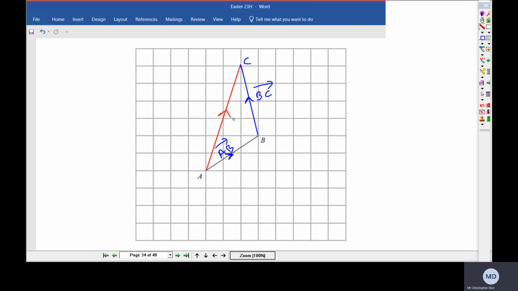Samuel, any ideas? Were you thinking about what the red line means? I made that up. A to C. ABC. Nearly. Nearly.